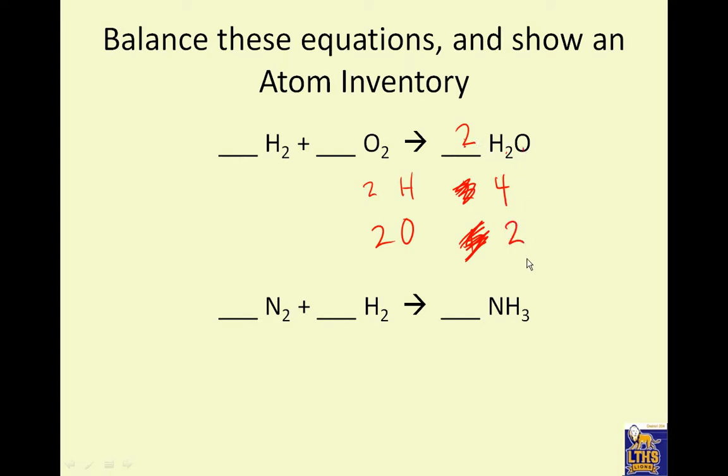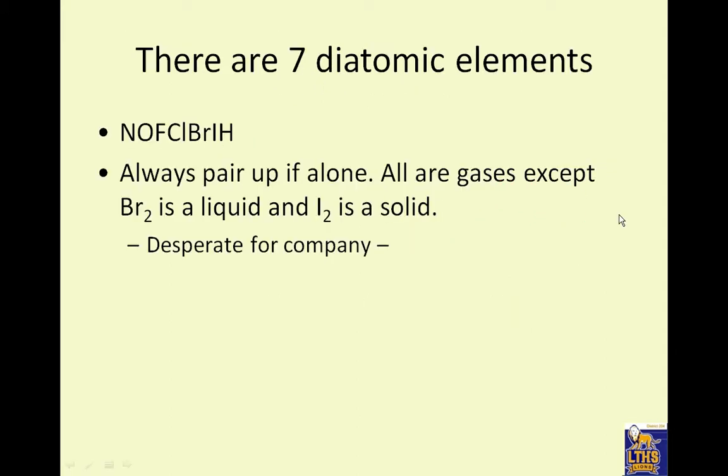2 times 1 is 2 oxygen. Wait, now it's not even. I need more hydrogen on this side. I'm going to put a 2 there, so I have to cross this out because I changed it. 2 times 2 is 4. 4 H's, 2 O's, balanced. Okay, try the next one, and we'll do it in class.